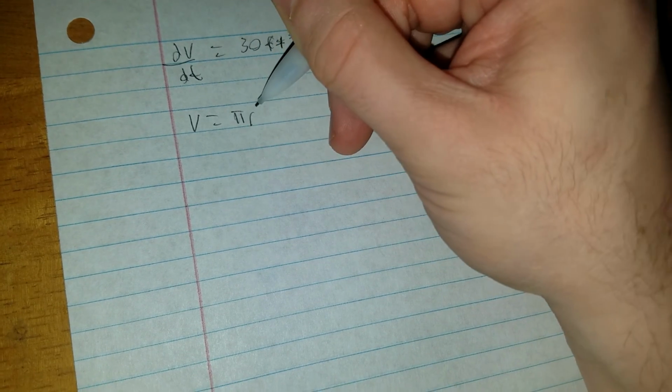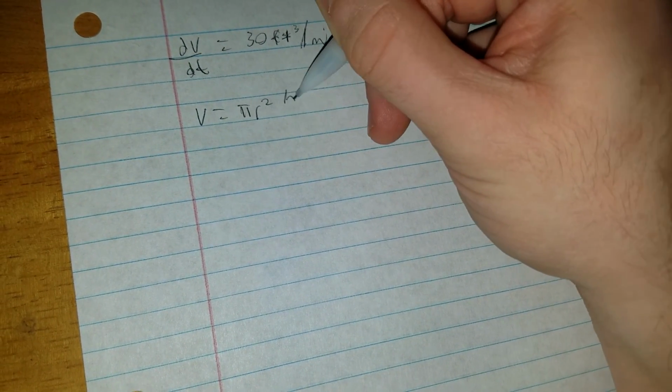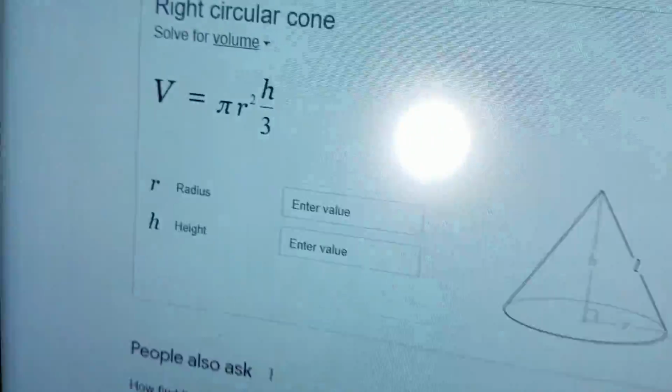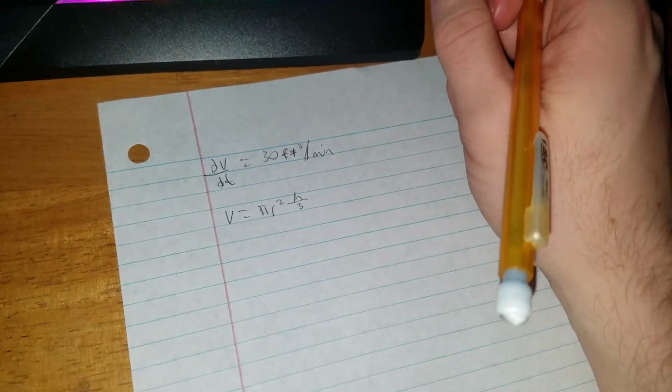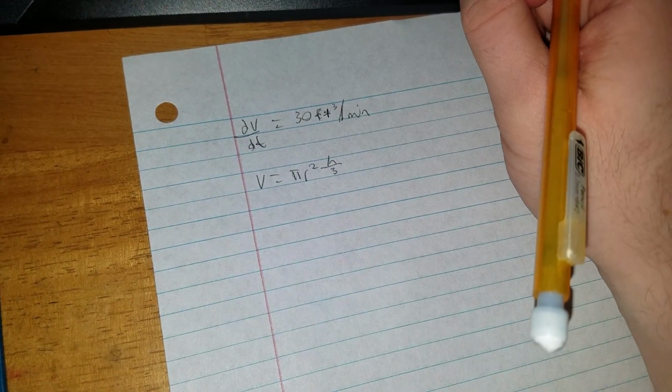Now we need to know the formula for the volume of a cone. The volume of a cone, I'm pretty sure, is V equals pi r squared times the height of the cone, divided by 3. And let me make sure that's actually true. It is. We know the cone formula. That's important to know, though they give it to you on the AP exam, so it's perfectly fine not knowing it.